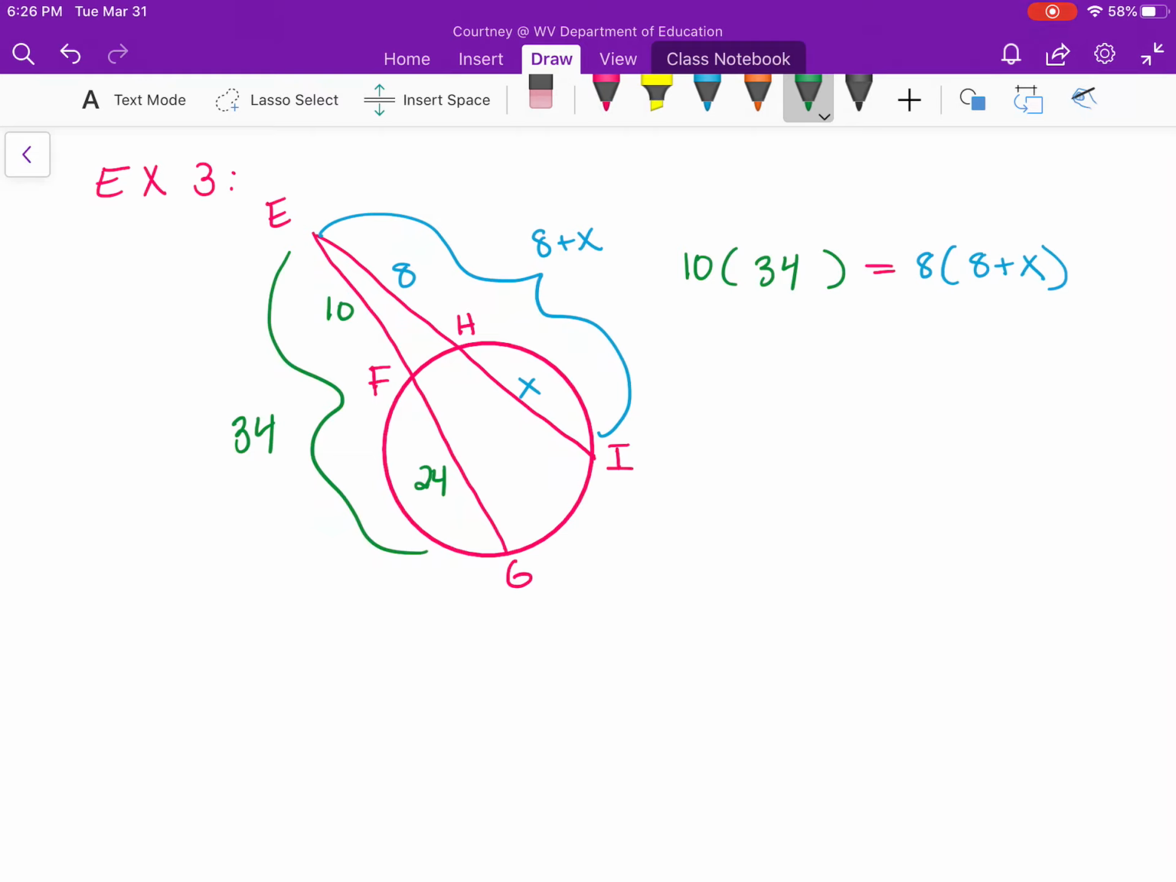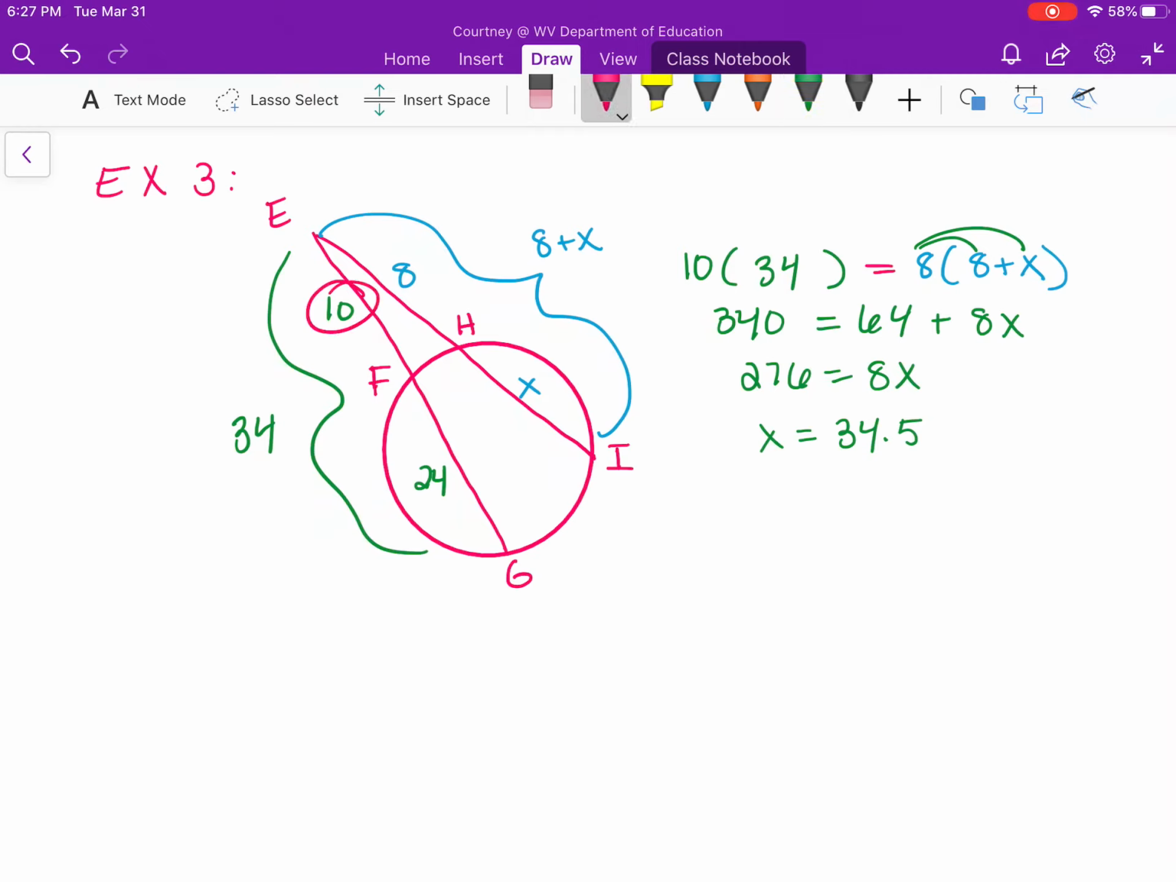So again, we have outside over whole times whole, and then outside times the whole thing. So we have 340 equals, distribute the 8. Oops, I don't know why I'm in green still, but oh well. 64 plus 8x. If you subtract your 64, you have 276 equals 8x. Divide by 8, your x equals 34.5. Okay, so that's not too bad.